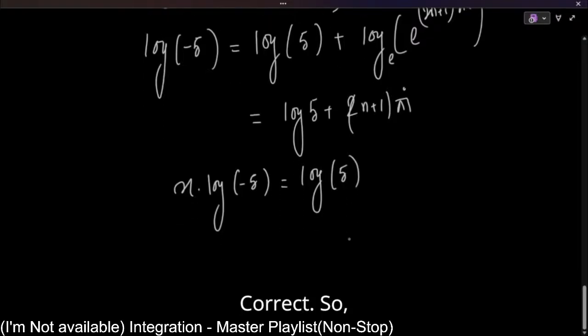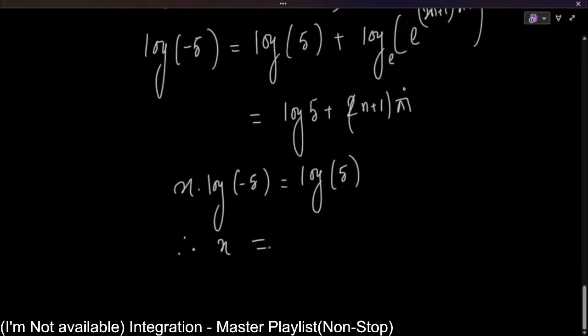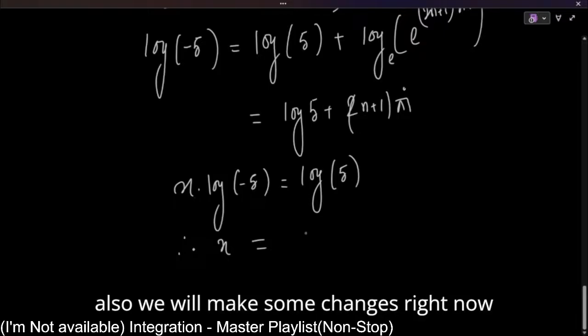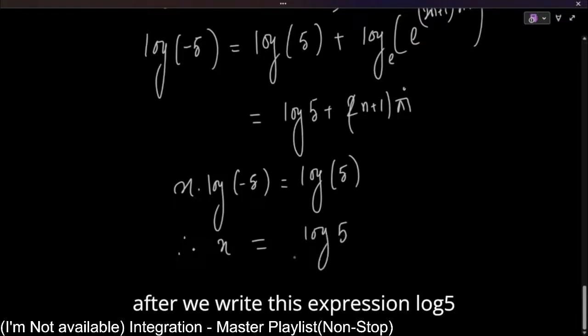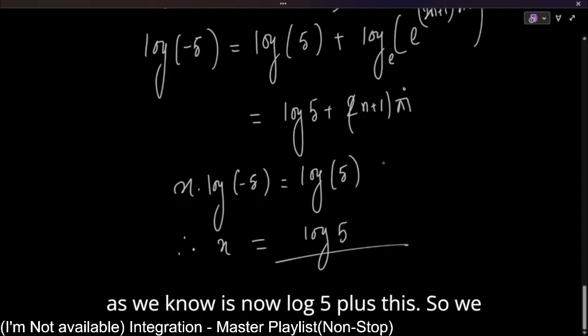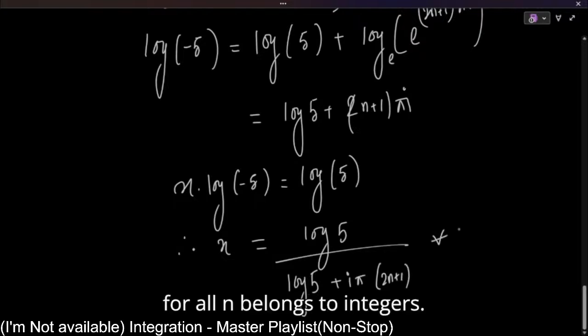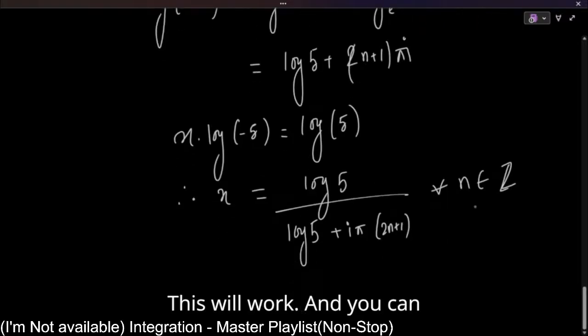Correct? So this gives us the value x is equal to, also we will make some changes right now after we write this expression, log 5 divided by, so log of minus 5, as we know, is now log 5 plus this. So we can do log 5 plus i pi (2n plus 1) for all n belongs to integers. This will work.